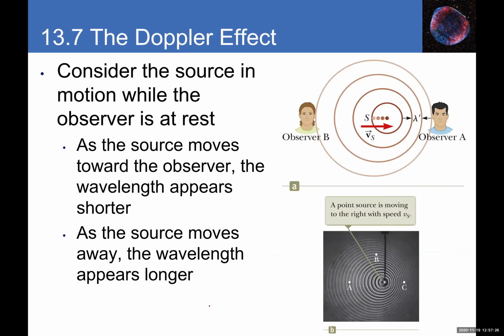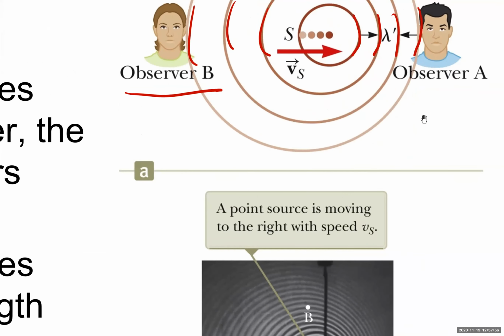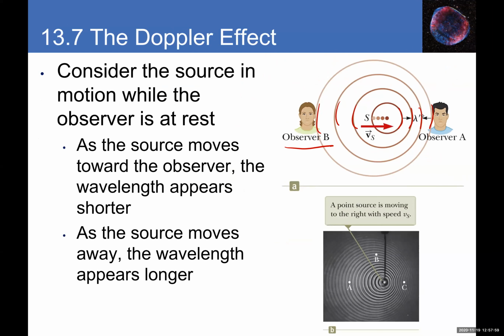The second equation is actually for when the source is moving toward the observer. So let's say you have an observer at rest, and the source is moving toward the observer. If it's moving toward the observer, the wavelength is different compared to another observer with respect to whom the source is moving away. The wavelength is longer there, where here the wavelength is shorter for observer A. As the source moves toward the observer, the wavelength appears shorter. As the source moves away, the wavelength appears longer.